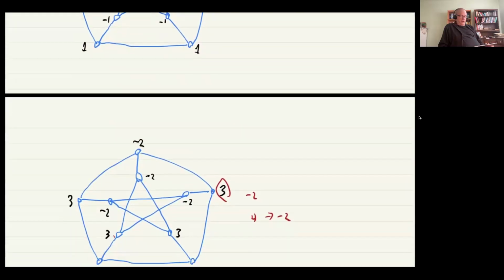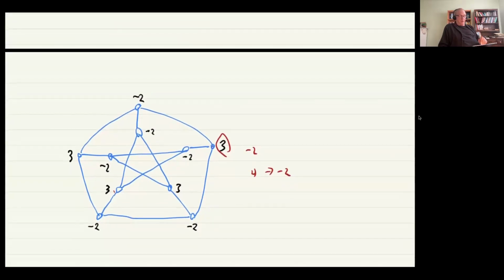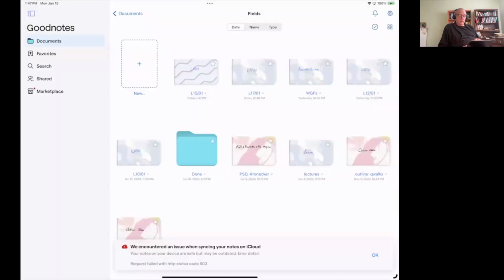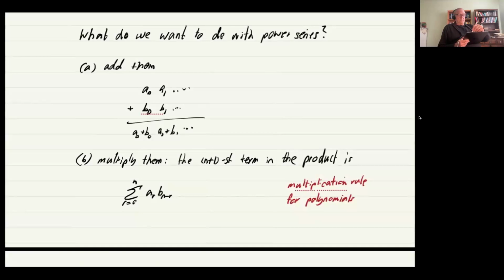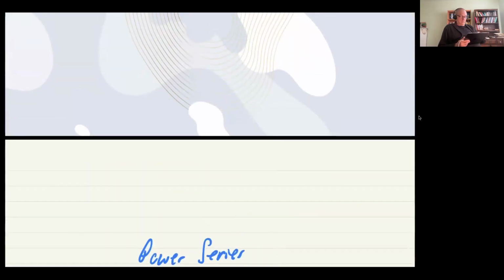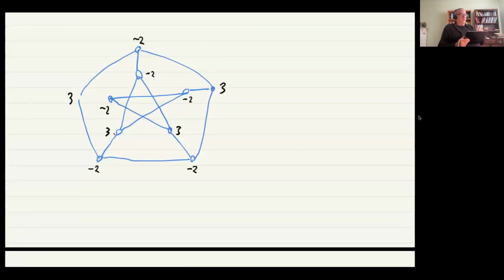Now, how did I choose the weights? Well, how did I divide things up? Well, let's clear this up a little bit. So let's look at the 3s. That's not what I meant to do. Okay. Sorry. There we are.